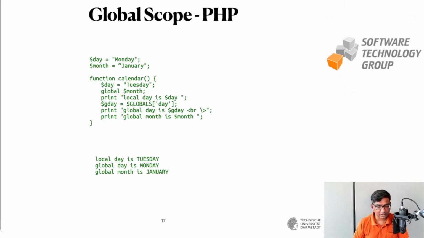So how this would execute is that the first print would say that the local day is Tuesday, referring to the local day variable, and then you have assigned gday to point to the day from the global version. So the global day would be Monday, which is coming from the global variable, and then of course the global month will be January, because you've said that the month inside my function is going to refer to the global month.